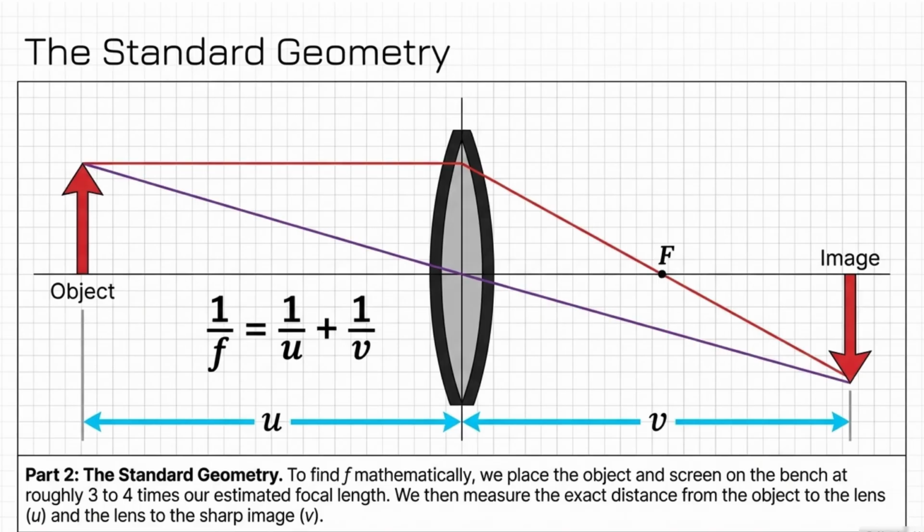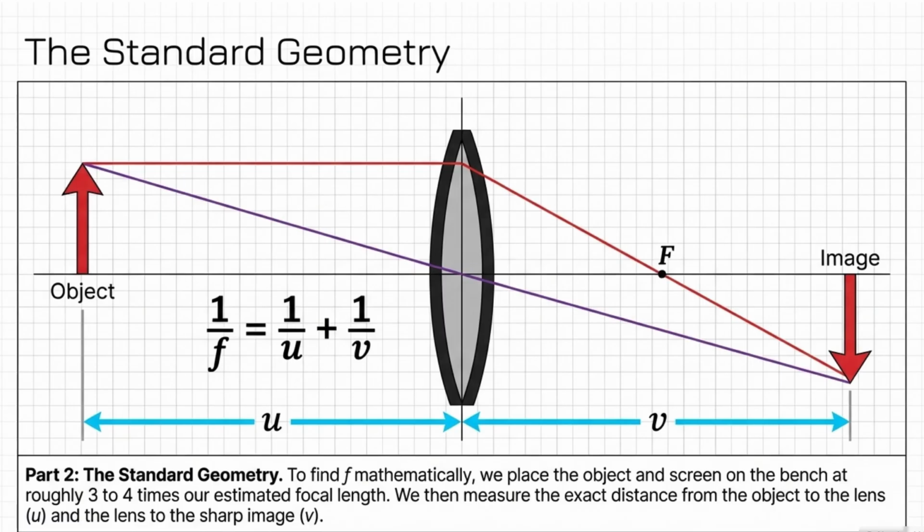In this method, we use the lens equation. We place the object and screen on opposite sides of the lens and adjust the system until a clear image is formed. We define u as the distance between the object and the lens, v as the distance between the lens and the image. Then we use the equation 1 over f equals 1 over u plus 1 over v. By measuring u and v, we can calculate the focal length f.